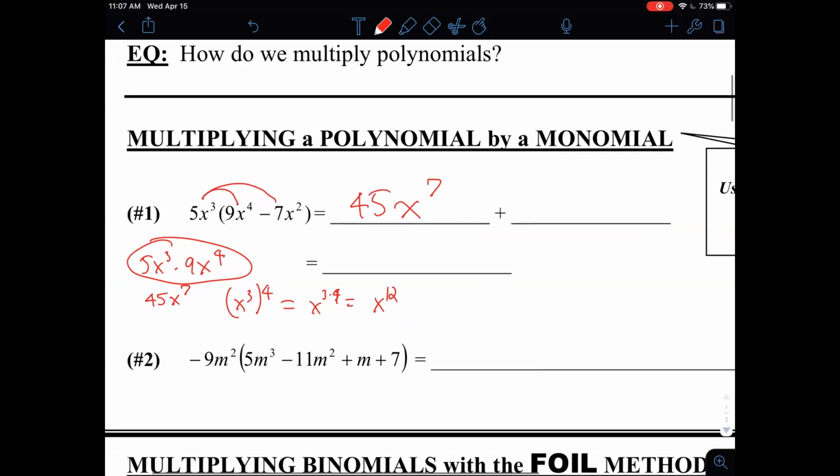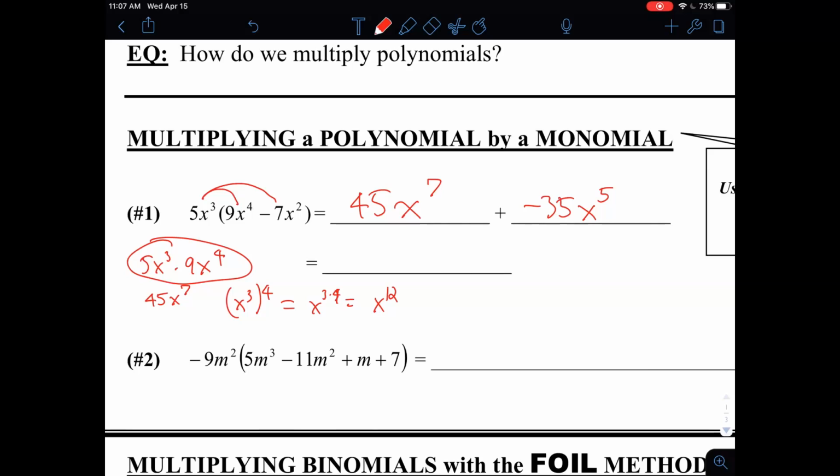And then we're multiplying, what is 5x to the third times negative 7x squared? Well, what's 5 times negative 7? That's going to be negative 35. And then what's x to the third times x squared? That's going to be x to the fifth, 3 plus 2.